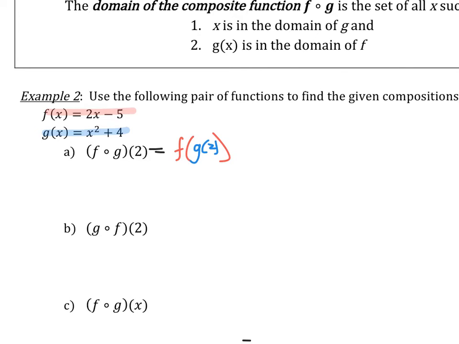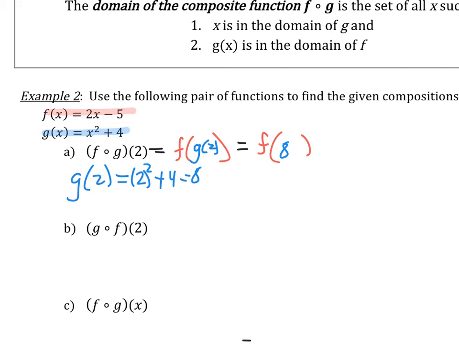Well, now notice here we've got a number, not an x. In just a moment we'll have one with an x, but right now we've got a number. Well, we can go figure out what g of 2 is. What is g of 2? In this case, g of 2 is 2 squared plus 4, which is 4 plus 4, which is 8. So g of 2 is just 8.